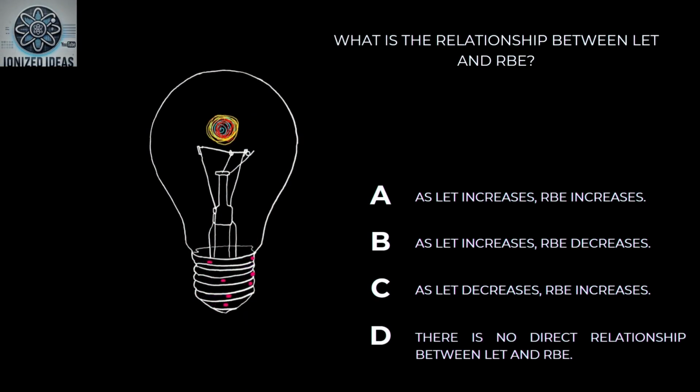What is the relationship between lead and RBE? A. As lead increases, RBE increases. B. As lead increases, RBE decreases. C. As lead decreases, RBE increases. D. There is no direct relationship between lead and RBE.